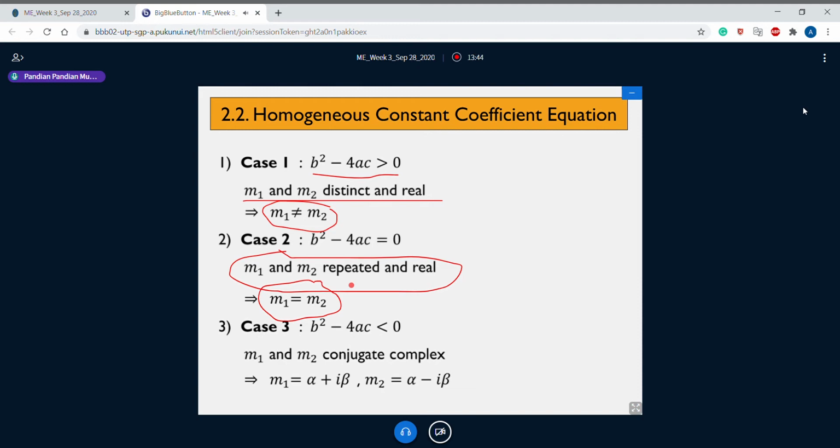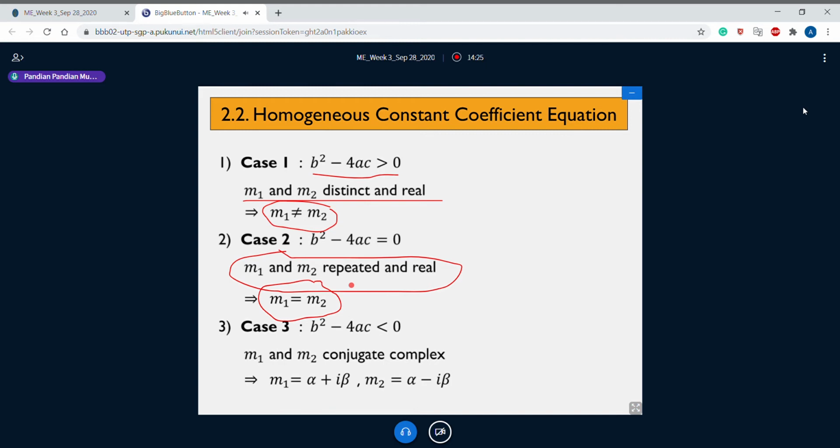So case 1 is okay because m1 is different from m2, so you have y1, one solution, and y2, another solution. So they are independent. But for case 2, when you solve the homogeneous constant coefficient second order equation, since m1 and m2 are both the same, we cannot repeat the y1, y2, because y1, y2 must be independent. So there is a way to make it an independent solution. You can see in the next slides. We will explain to you how to handle case 2.